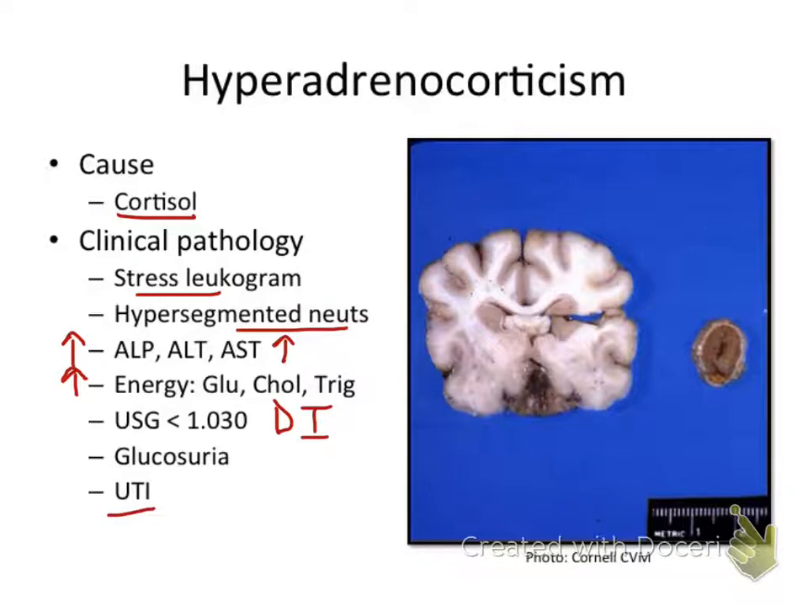Urinary tract infections may occur secondary to glucosuria, unconcentrated urine, and immune suppression. The picture on the right shows a functional pituitary adenoma that produced excessive amounts of ACTH, which then caused adrenocortical hyperplasia and excessive cortisol production.